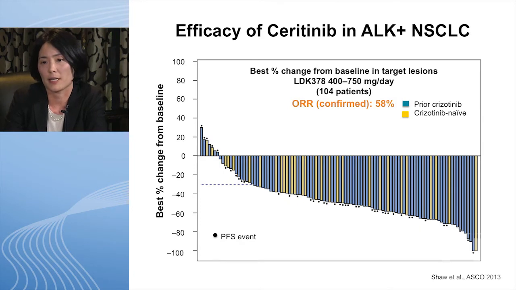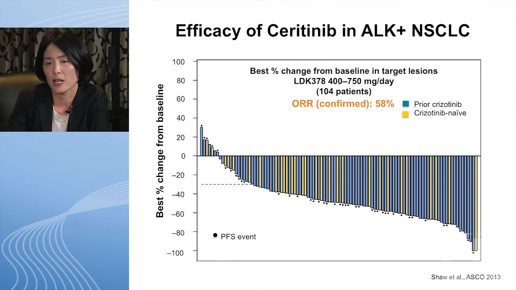So this is a waterfall plot summarizing the data from that phase 1 trial. And shown here are patients with ALK-positive lung cancer who had enrolled on ceritinib and had received doses of 400 milligrams up to the maximum tolerated dose of 750 milligrams once daily. Shown here are 104 evaluable patients, and I think as you can see very clearly from the waterfall plots, most patients did have a response to ceritinib, and that included patients who had become resistant to crizotinib, as shown by the blue bars, as well as patients who had never seen crizotinib, shown by the yellow bars.